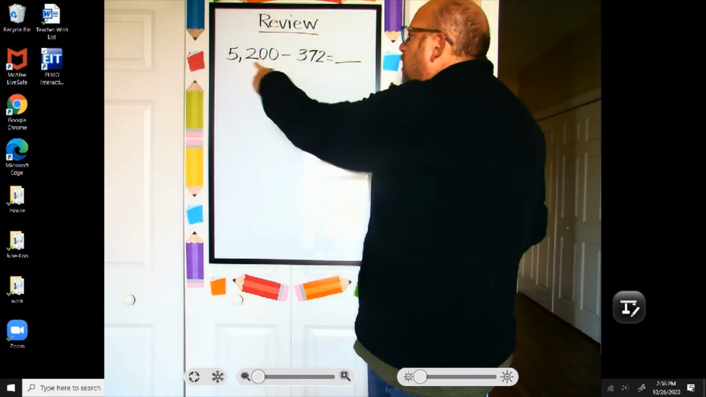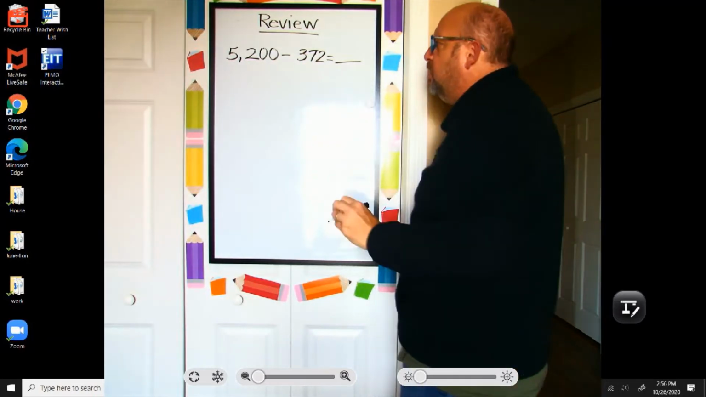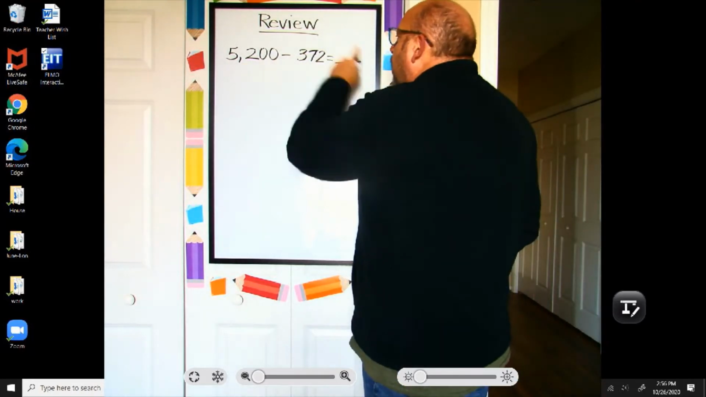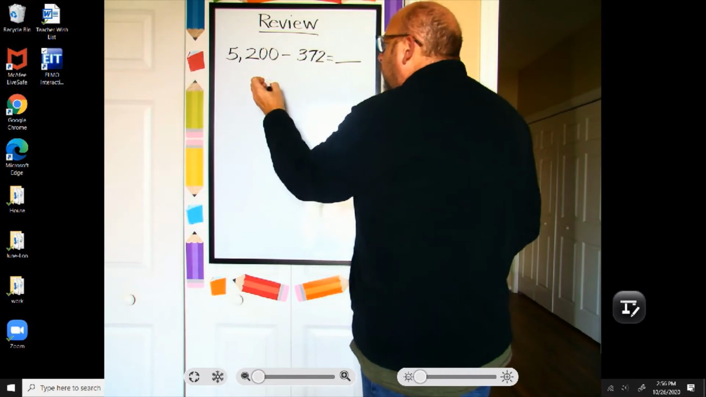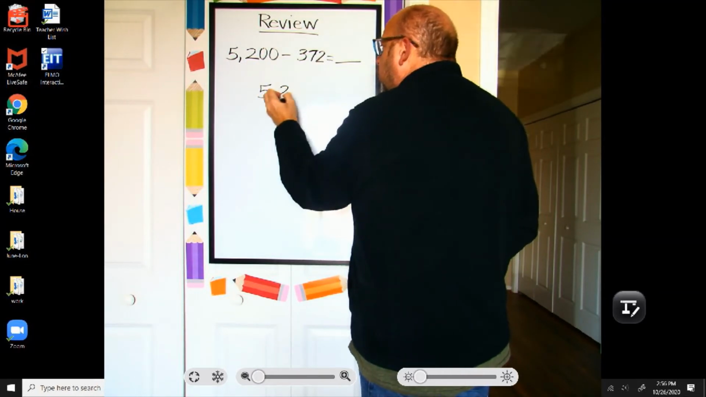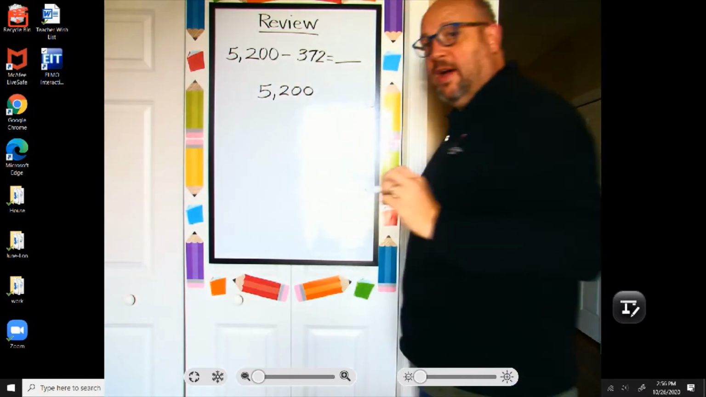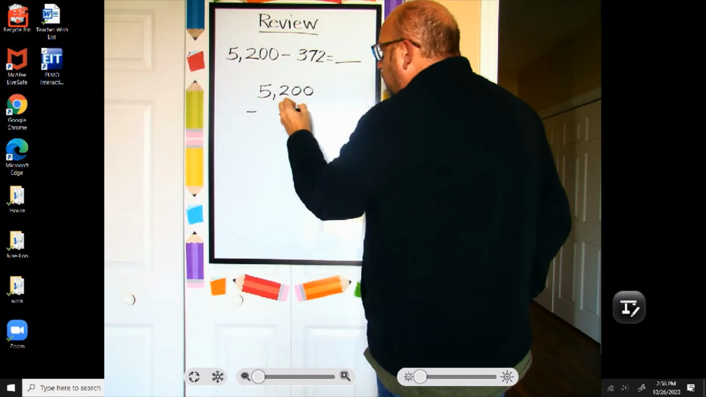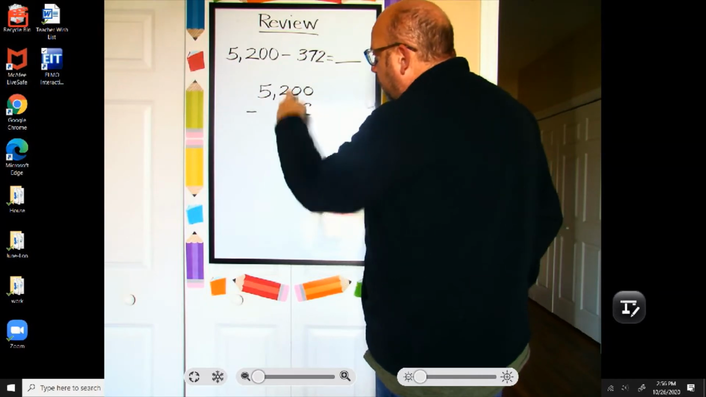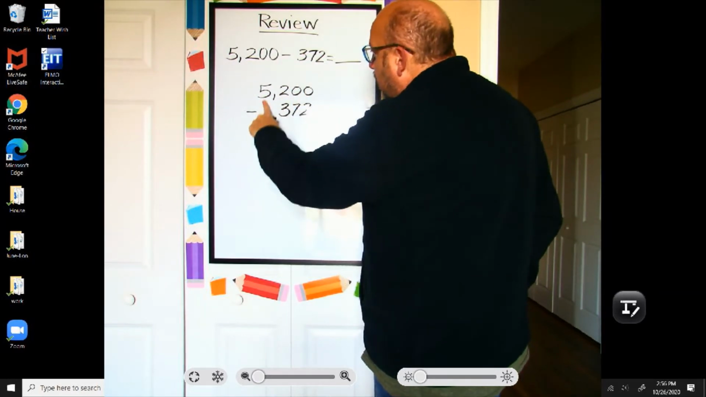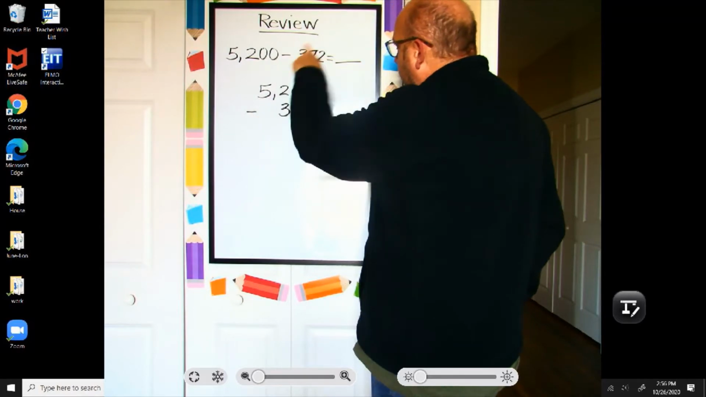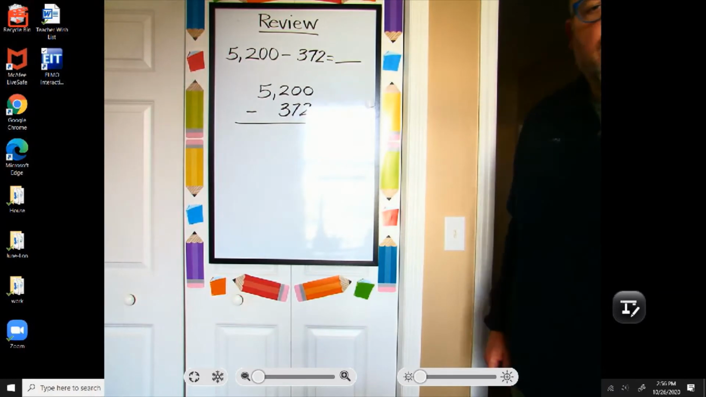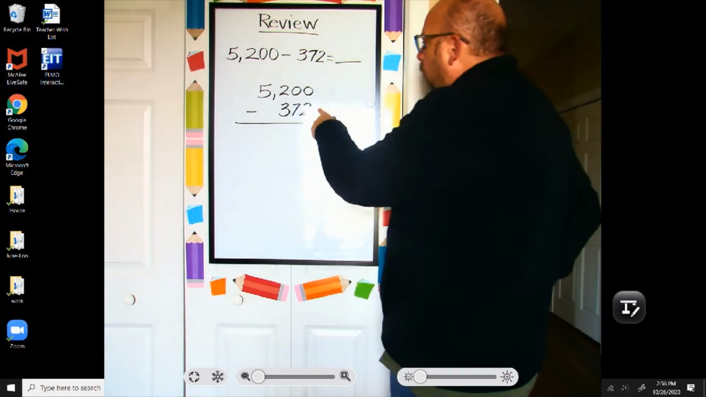So, 5,200 minus 372. We've been working on subtraction with exchanges quite a bit. To do this problem, the first thing you should do is write it vertically, 5,200 minus 372. You want to make sure you're getting it lined up in the correct places. If you start here, you're saying it's 3,000. This is not 3,072. So get it lined up correctly. And then we're going to subtract, of course, starting at our ones.